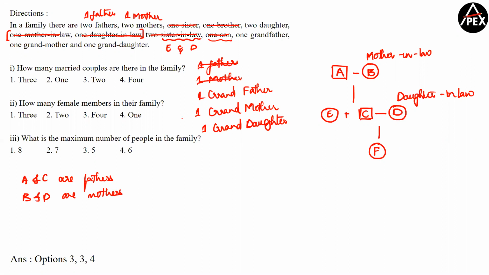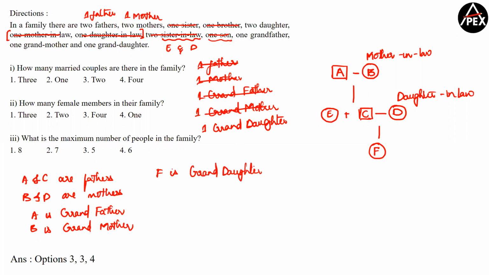Now one grandfather. I can say A is the grandfather of F. One grandmother, B is the grandmother of F. And granddaughter, F is granddaughter of A and B. So we also have this granddaughter. So all the relations mentioned in the question are satisfied in this family tree.